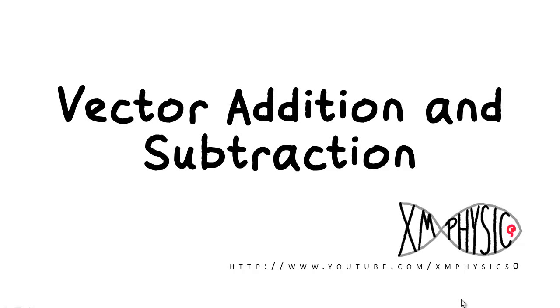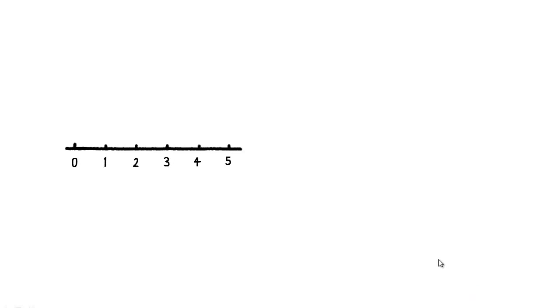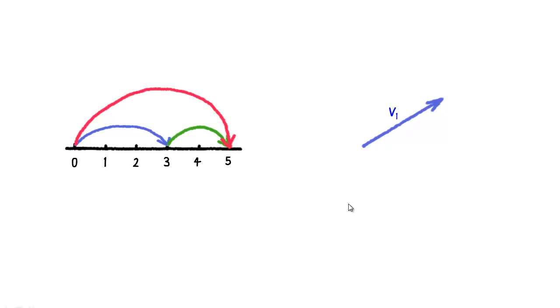Hello, in this video I'm going to explain how to use vector triangles to do vector addition and subtraction. Actually, vector addition is exactly the same as scalar addition. If this is 3 and this is 2, how do we do 3 plus 2? This is obvious, right? We do exactly the same thing with vectors. If this is vector 1 and this is vector 2, what is vector 1 plus vector 2? So we line them up, and this is the answer.